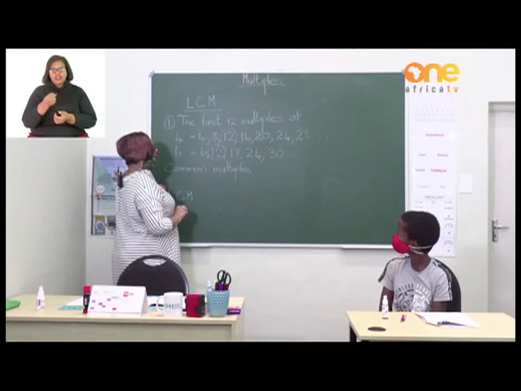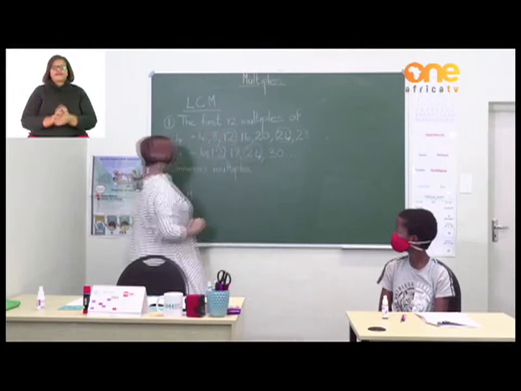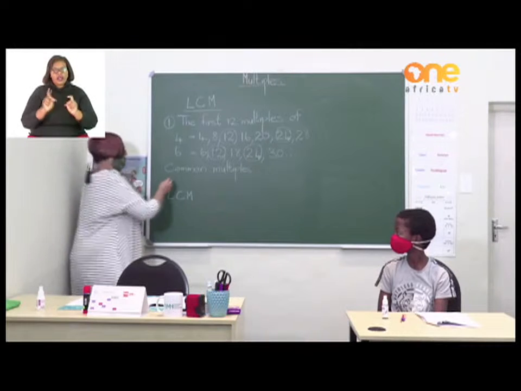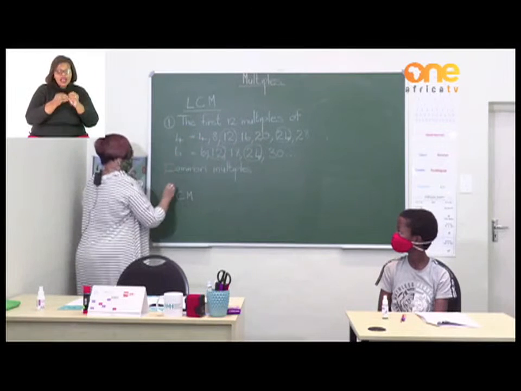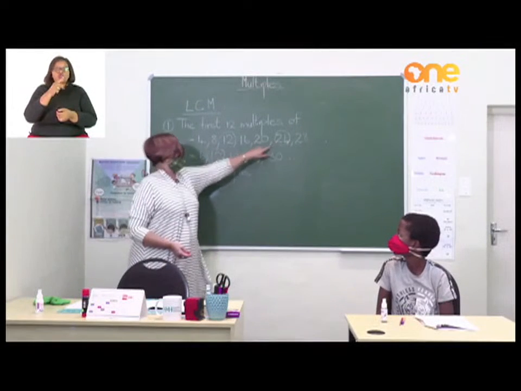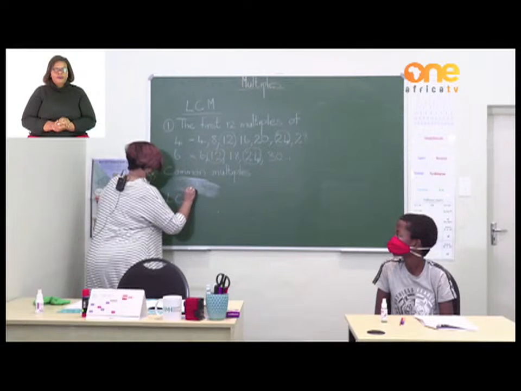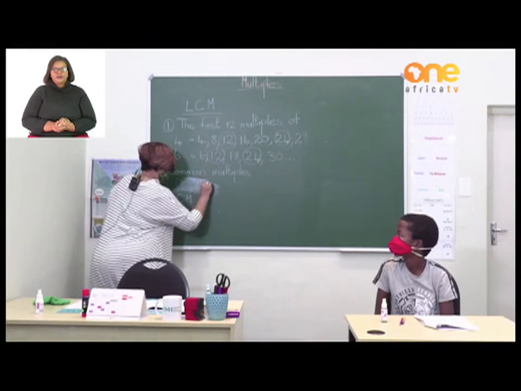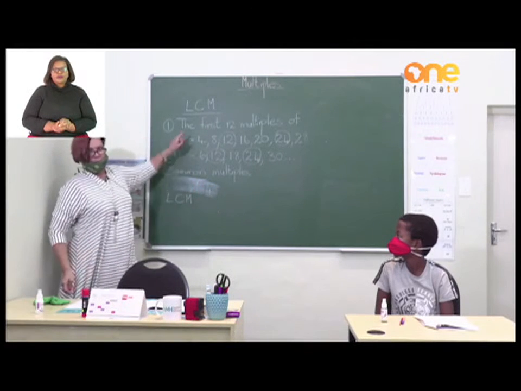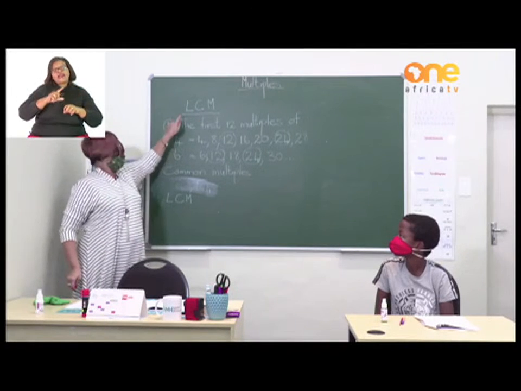Can you find another one? 24. Right. So the common multiples in these two sets. So we found our common multiples are 12 and 24. Now we have to find the LCM.